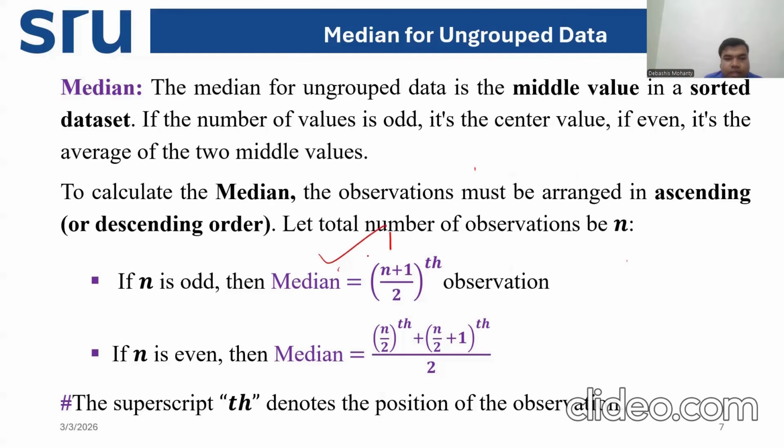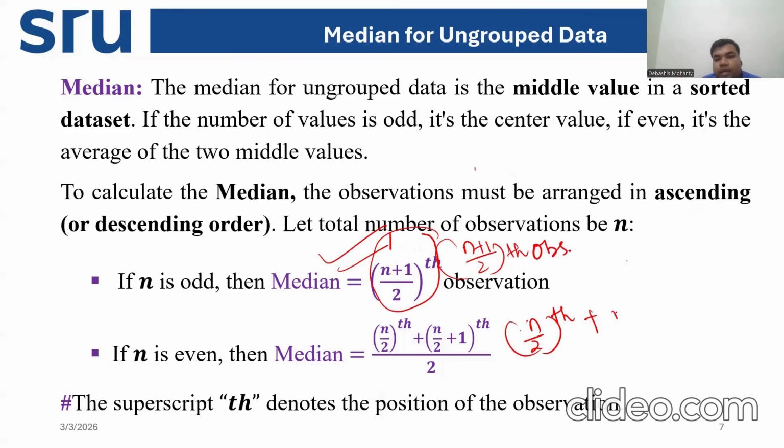So here you can see that if n is odd, we can calculate the median by the (n plus 1) divided by 2th observation. And if the number is even, then we can calculate the median by the average of the n by 2th and (n by 2 plus 1)th observations. Okay, and this is the way we can calculate the median of ungrouped data.